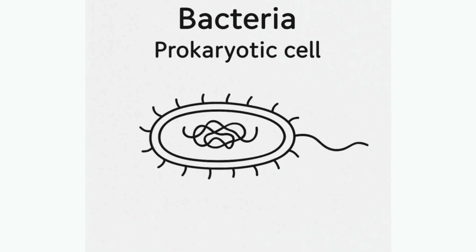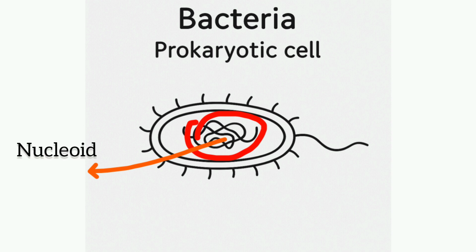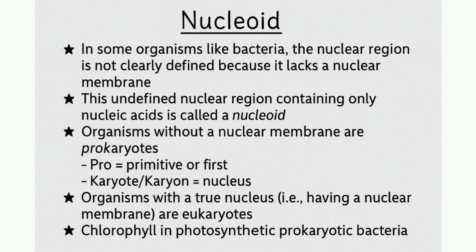In some organisms like bacteria, the nucleus is not clearly defined, or is poorly defined, because there is no nuclear membrane, and this undefined nuclear region which contains only nucleic acids is called a nucleoid. And organisms with a nucleoid, or organisms without a nuclear membrane in the nuclear region, are called prokaryotes.